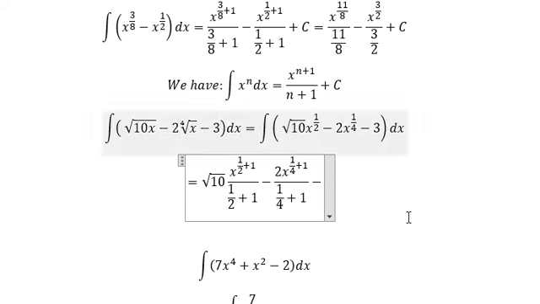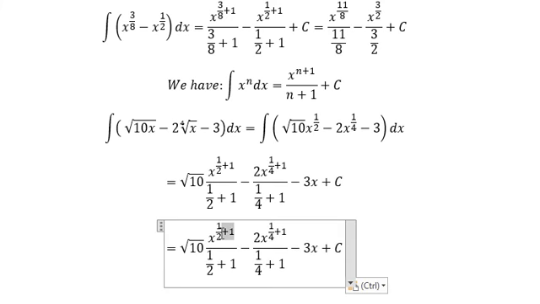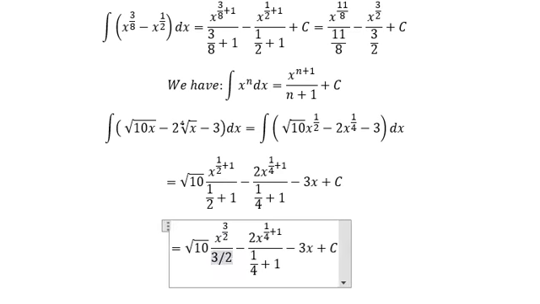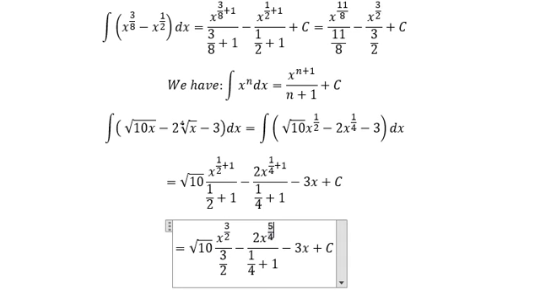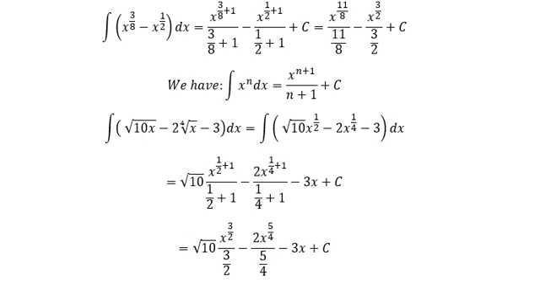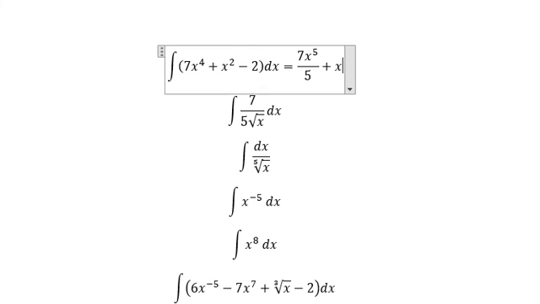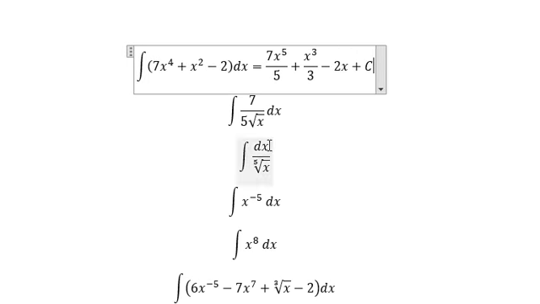The integral of number 3, you get s. This one we get 3 over 2, 3 over 2. This one you get 5 over 4, 5 over 4. The next one is 7s to the power of 5 over 5, s to the power of 3 over 3 minus 2s plus c.